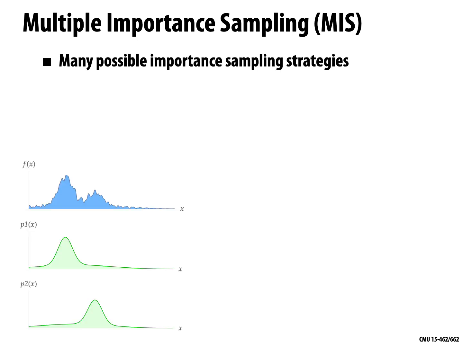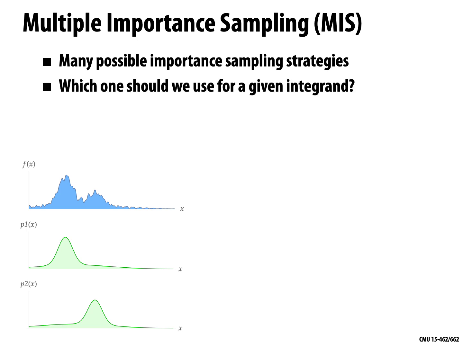What else can we do to reduce variance? Well, one thing we've started to see is that we have lots of different importance sampling strategies now. Right? Maybe we have two different functions, P1 and P2. Which one should we use for a given integrand? If the picture looks like this, right? Well, maybe we can guess. Oh, okay, well, P1 looks like the left lobe of the function and P2 looks like the right lobe, but the right lobe seems a little shorter, so maybe we use P2 a little less often.